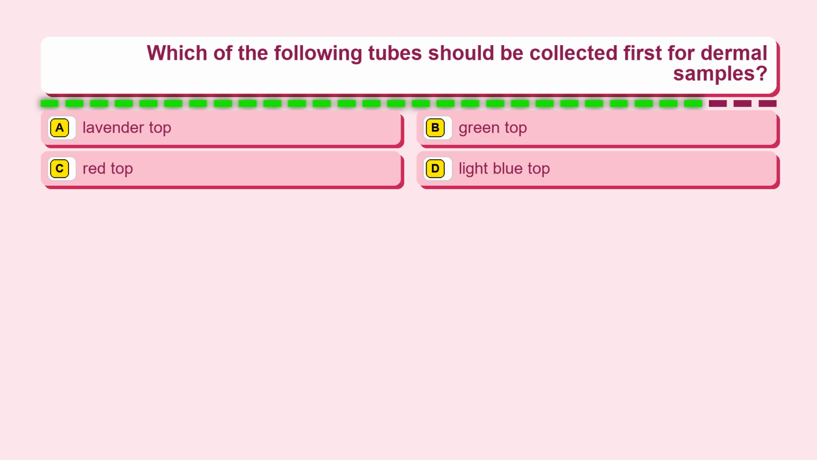Question 43. Which of the following tubes should be collected first for dermal samples? Option A. Lavender top. Option B. Green top. Option C. Red top. Option D. Light blue top.